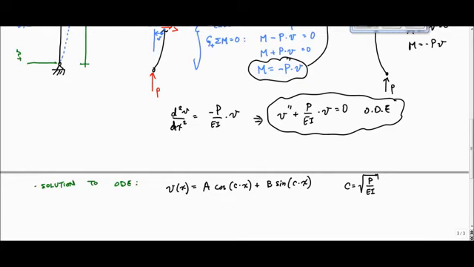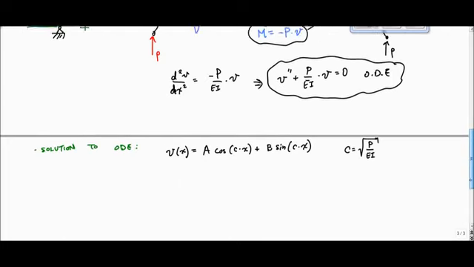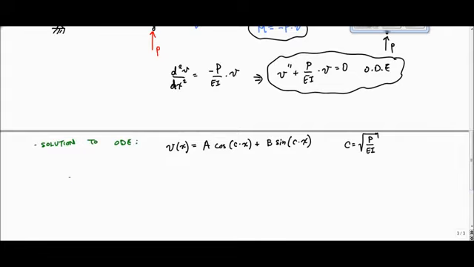Boundary conditions, okay? So now we need some boundary conditions, BCs, to solve for constants.